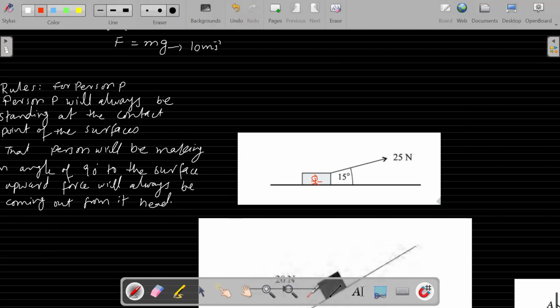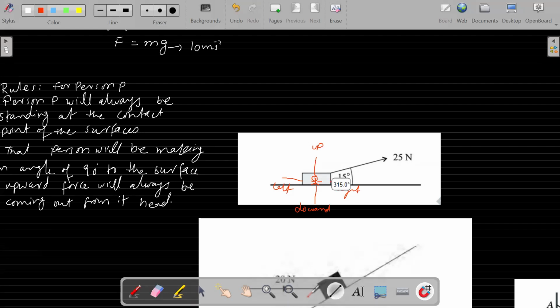And normal upward force is gonna come out from its head. Downward force will be in this direction. This will be my left force, and there will be my right force. Okay, these are the forces which I have drawn and which I told you as well. Downward. This is my right force. This is my left force. Okay, but that person P does not know this force. So what am I going to do?